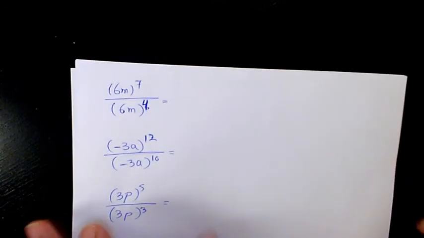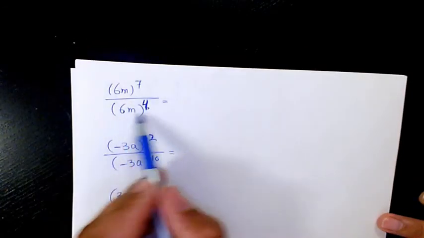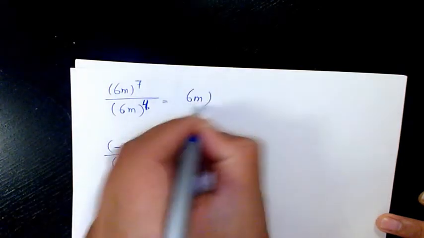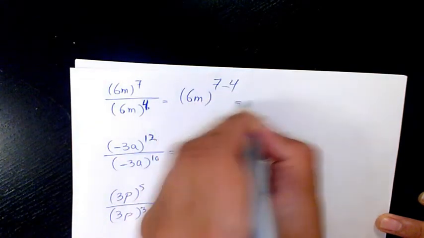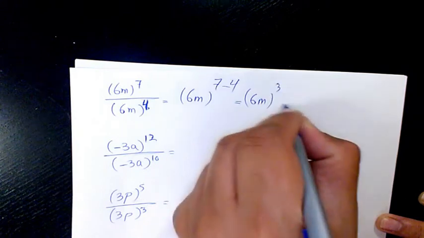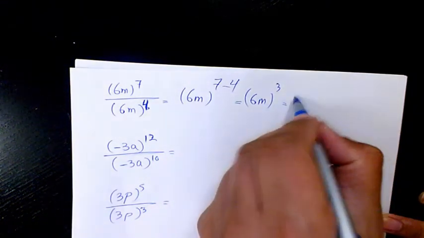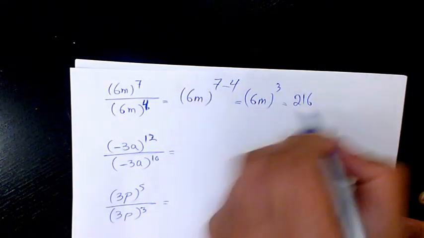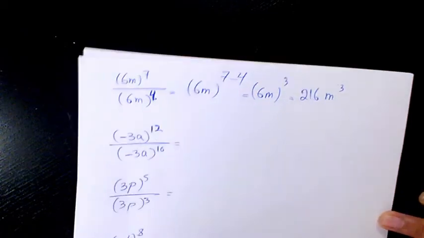Next example, 6m to the power of 7 divided by 6m to the power of 4. So it's going to be 6m to the power of 7 minus 4. That's going to be 6m to the power of 3. 6 to the power of 3 is going to be 216. m to the power of 3 is going to be m cubed.